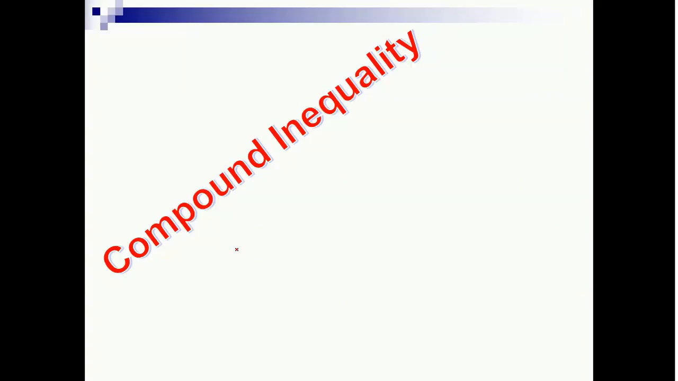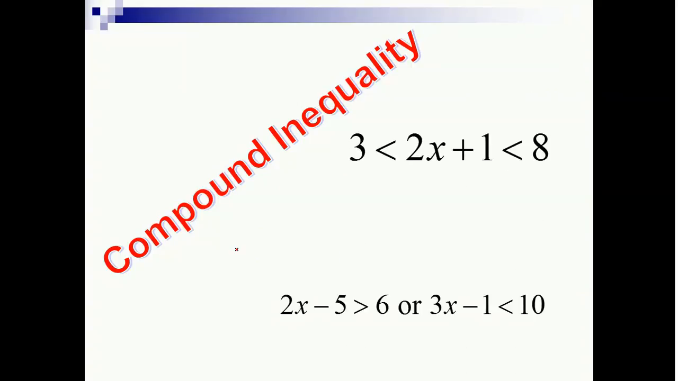Compound inequalities. These basically are two inequalities slammed together to make one big inequality. We call these two things. This is called an AND inequality. Notice how there's both of them together. And this is called an OR inequality. Alright? Now, there's not much different, just a little different.